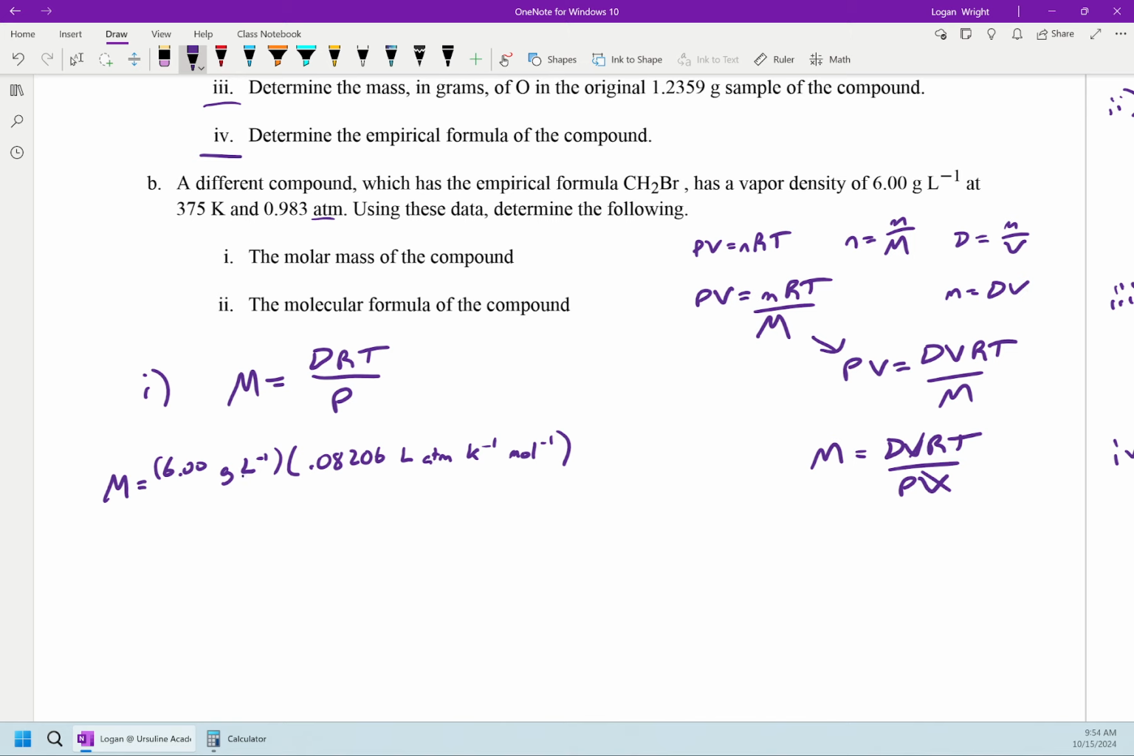Right away, liter^-1 and liter cancel out. And then I'm multiplying by temperature, 375 Kelvin. And Kelvin^-1 cancels out with Kelvin. And I'm dividing all of it by 0.983 atmospheres. And atmospheres cancel out. What I'm left with is grams and mole^-1. Remember, the -1 means it flips to the denominator. So grams per mole is what I'm looking for.